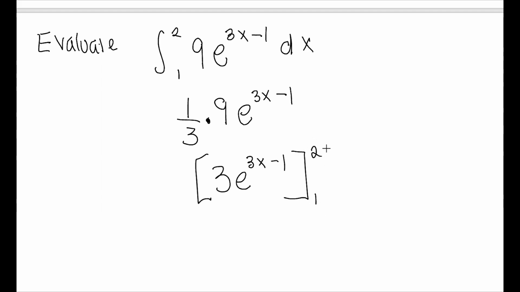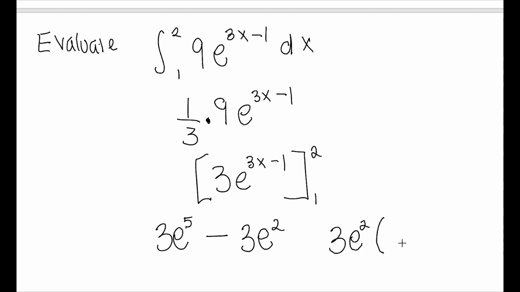So first you plug in 2. So 6 minus 1, it's 3e to the 5th. Then we subtract and then plug in the second number, 3e squared. So this can be simplified further. Take out a 3e squared from both terms, and we get e cubed minus 1.